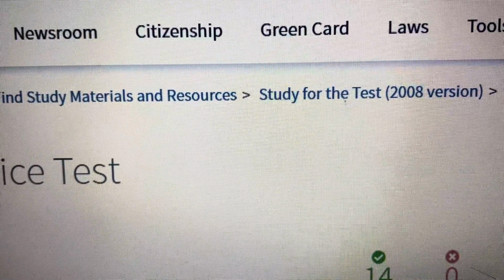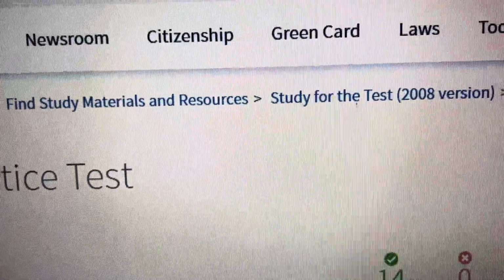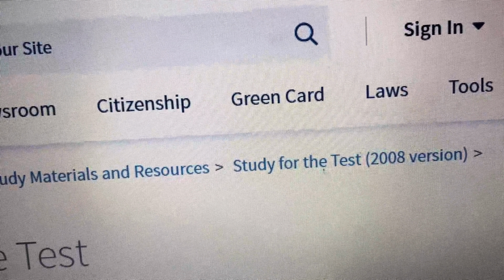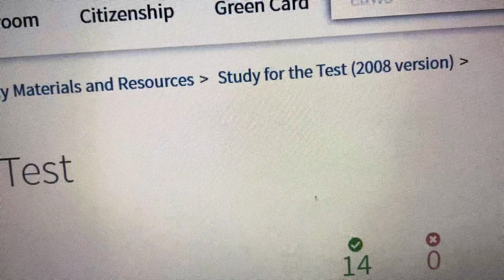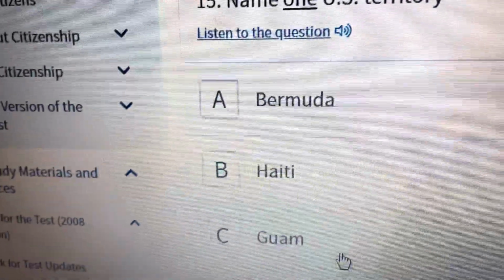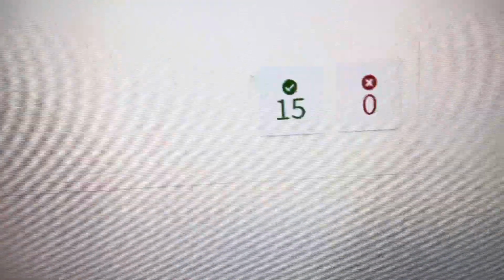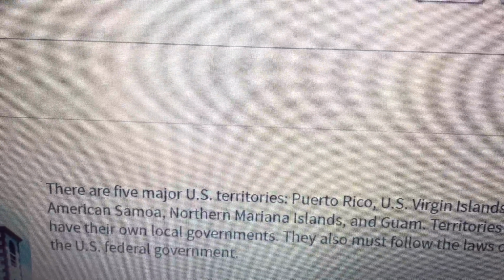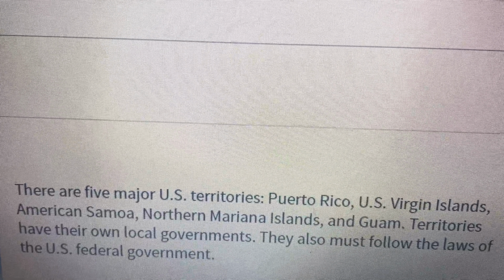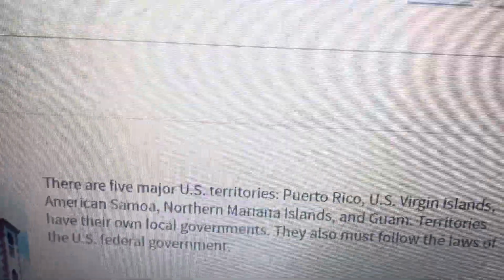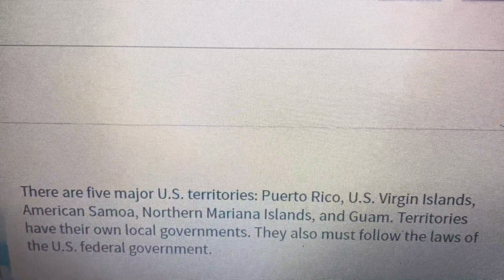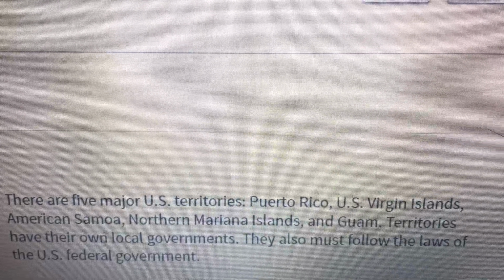Okay, question number 15. Name one U.S. territory. If you just say name one of the U.S. territories, it's easy. Just say Guam. Guam. See, Guam. There are five major U.S. territories: Puerto Rico, the U.S. Virgin Islands, American Samoa, the Northern Mariana Islands, and Guam. So it's easy to answer if you say Puerto Rico or Guam.